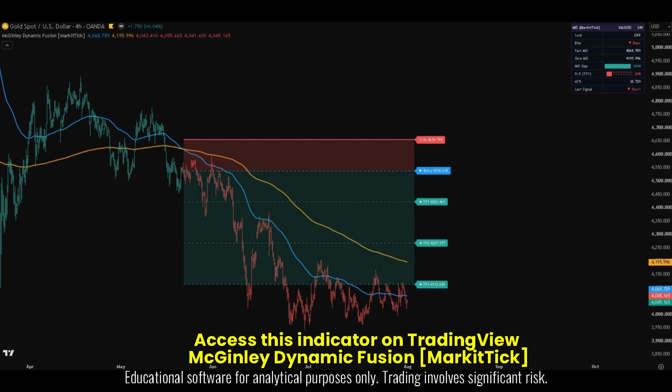By the end of this walkthrough, here's what you'll take away. How the McGinley dynamic formula differs mathematically from a standard moving average and why that matters for lag reduction. The mechanics of a dual-line crossover system and how directional bias is derived from the relationship between two smoothing lines. How higher timeframe confluence filtering works using request.security to align short-term signals with broader market structure.